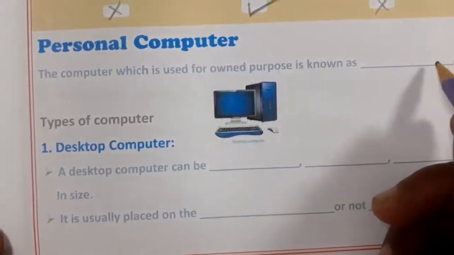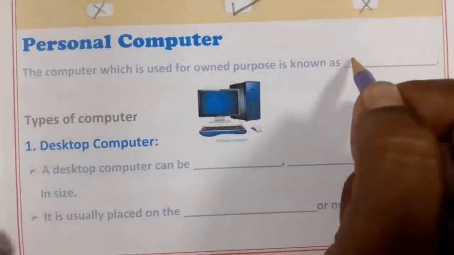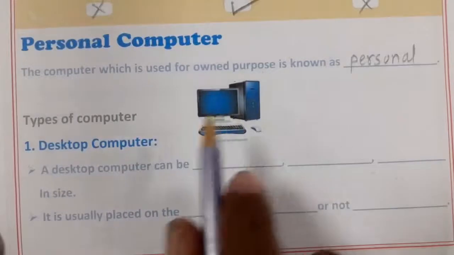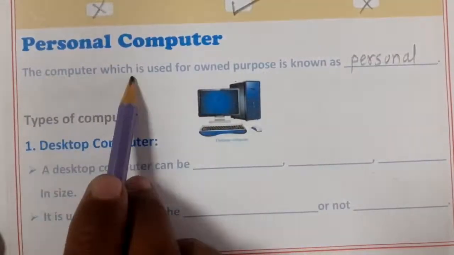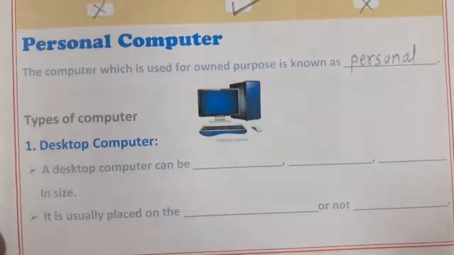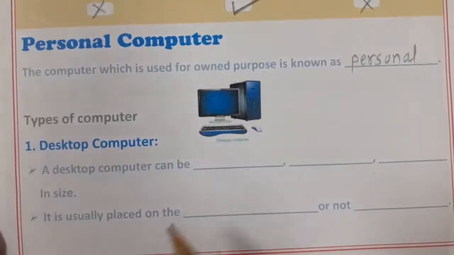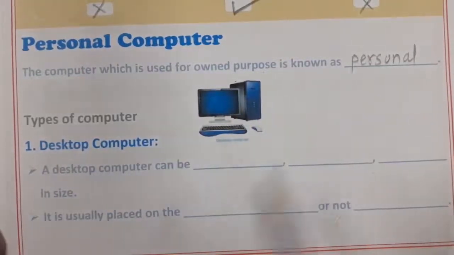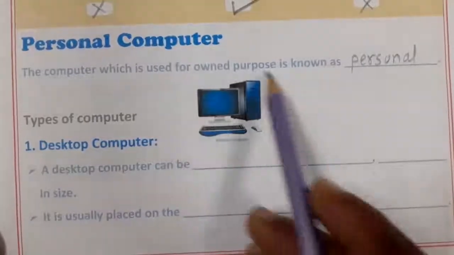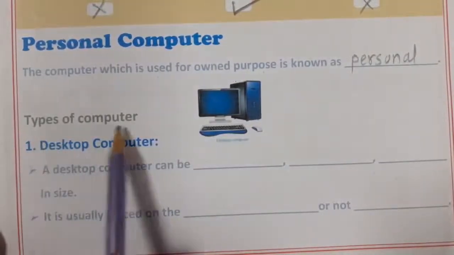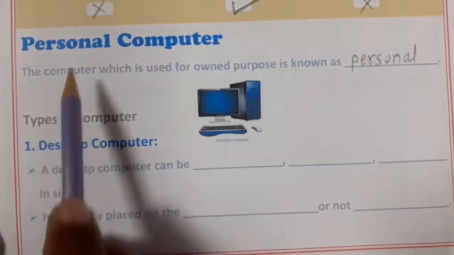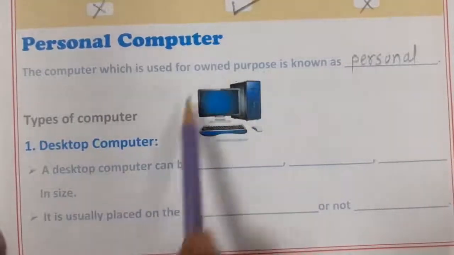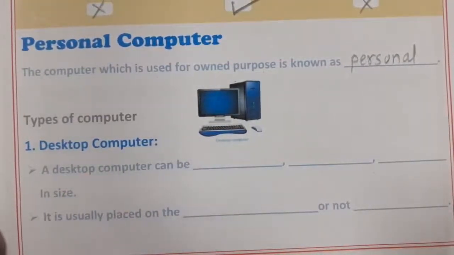What you write here then? Personal. The computer which is used for own purpose. Own purpose means for our purpose. Is known as personal computer. Understand? What you write here? Personal computer. So this is the personal computer. Now types of personal computer. How many types are there of personal computer?